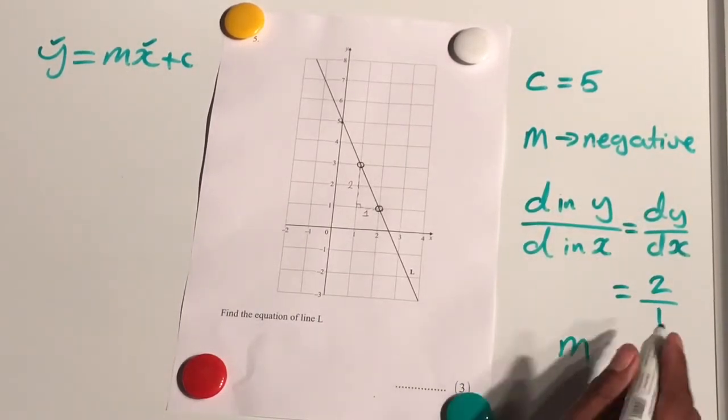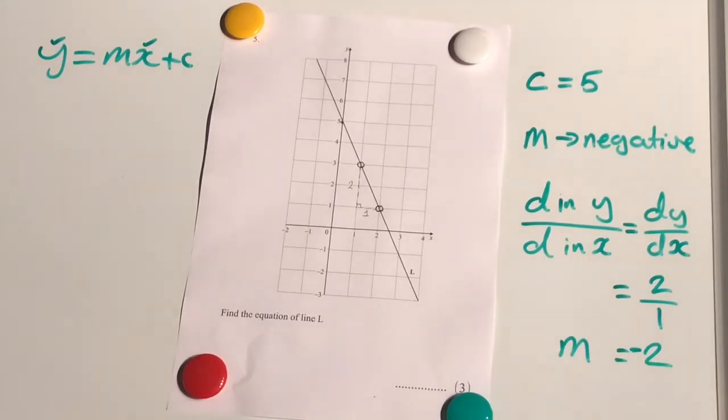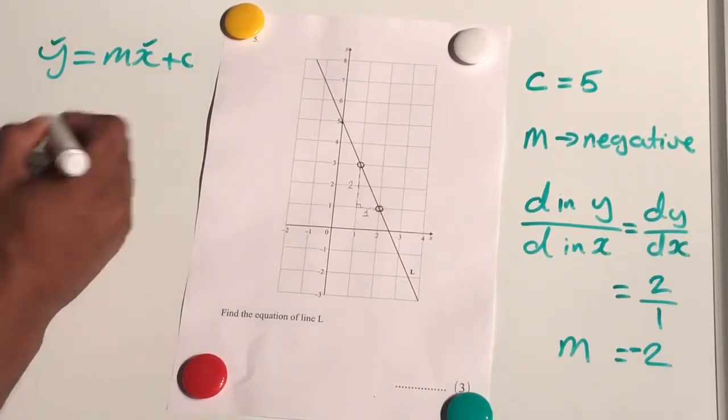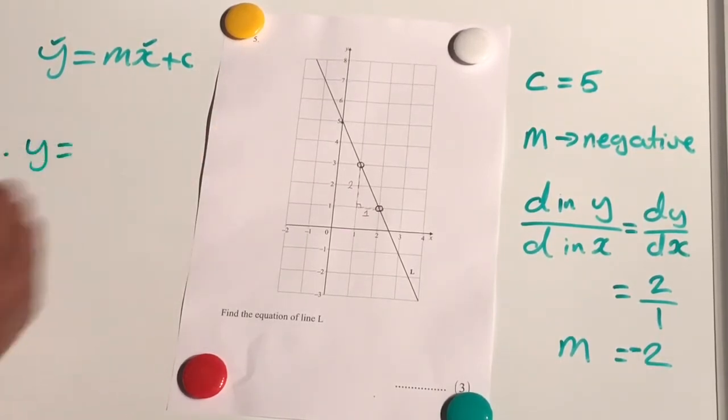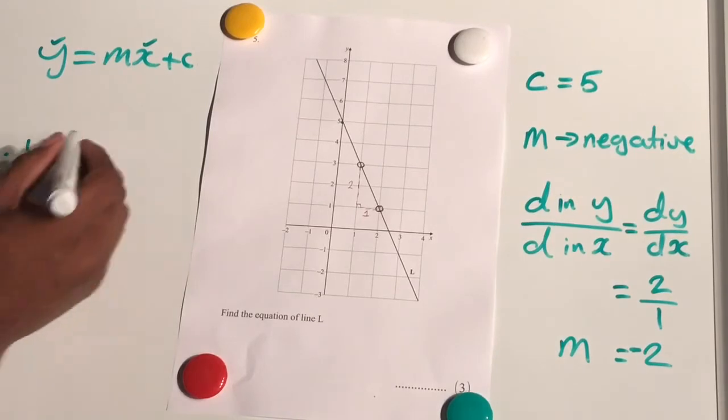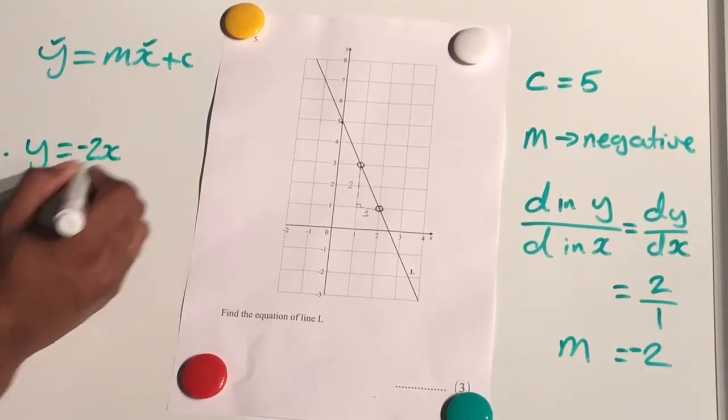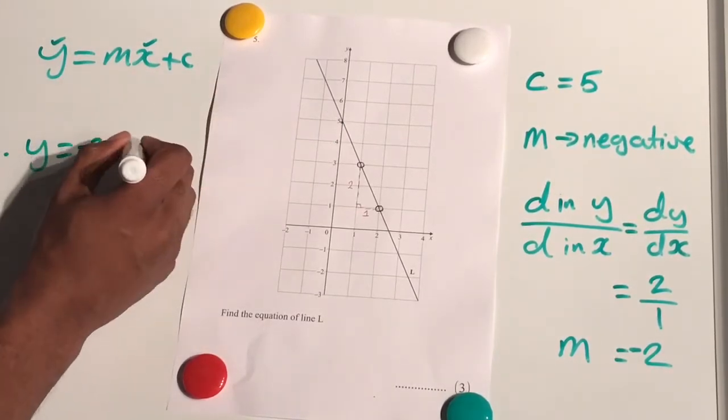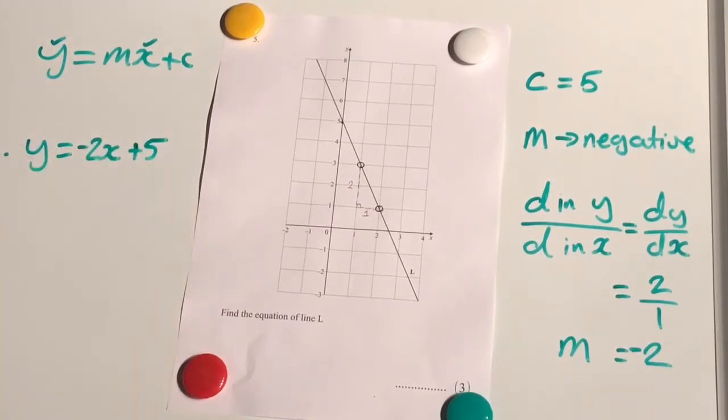So therefore I know this needs to be negative 2 for that to work. And my final answer, therefore, to get my 3 marks, the equation of that line is y equals negative 2x plus 5 for the c. Okay, so that is how I work out that problem.